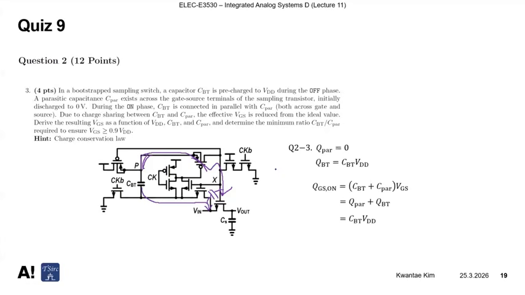Then you get CBT times VDD. Then VGS is equal to CBT over CBT plus C parasitic, times VDD. And to make sure our gate source voltage is higher than 0.9 VDD, you can just make sure this ratio is larger than 0.9. Then finally you get that the bootstrapping cap must be at least 10 times the parasitic cap.